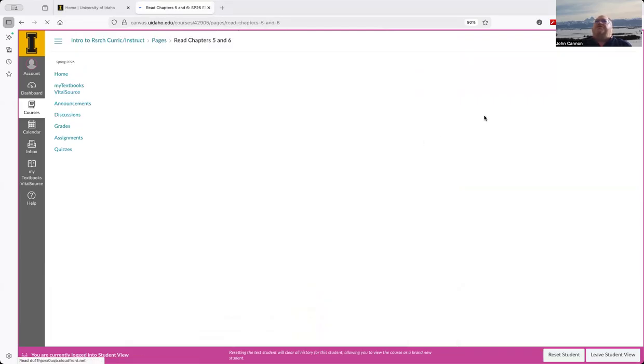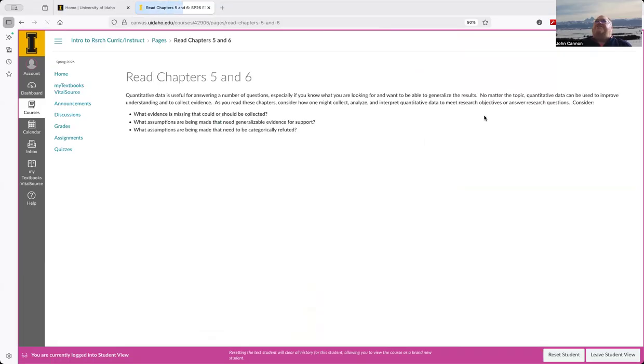And then the assignment is to read chapters 5 and 6, which focus on quantitative research and quantitative data analysis, and three guiding questions as you read through both chapters. First, what evidence is missing that could be or should be collected? Second, what assumptions are being made that need generalizable evidence for support?